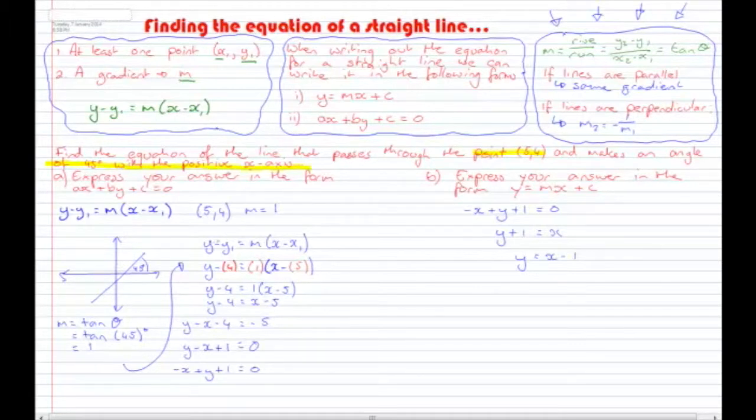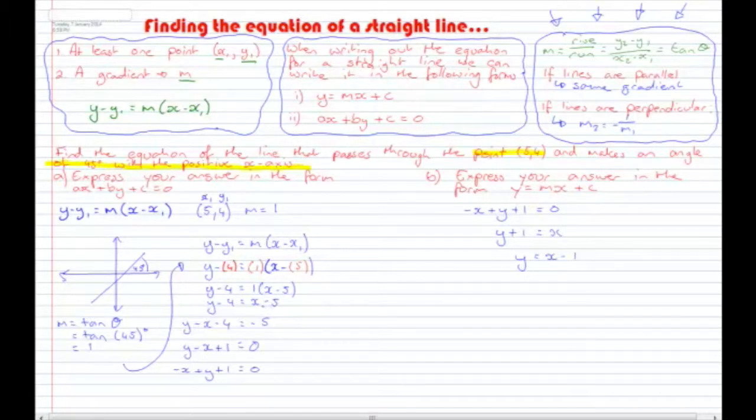Now I've rewritten the formula for a straight line, substituting in my y1 and x1. So y minus y1 being 4 equals m being 1, bracket x minus x1, x1 being 5. Simplifying, y minus 4 equals 1 bracket x minus 5. I've now expanded the 1. When I multiply 1 by x, I get x. When I multiply 1 by negative 5, I get negative 5. So I get y minus 4 is equal to x minus 5.